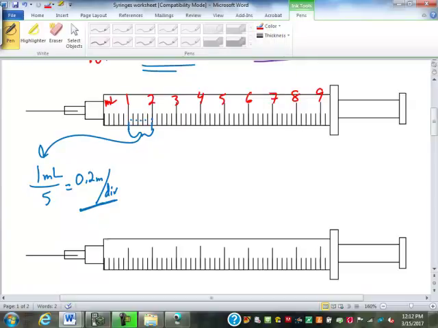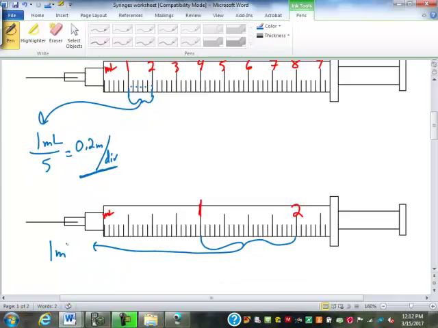If my next syringe down here is marked milliliters, and this is marked 1 and 2 like that, well, I do the same thing. I have 1 milliliter there from 1 to 2. But now I count the divisions. I've got 1, 2, 3, 4, 5, 10, 15, 20 divisions in between there. So 1 divided by 20 is 0.05 milliliters per division.